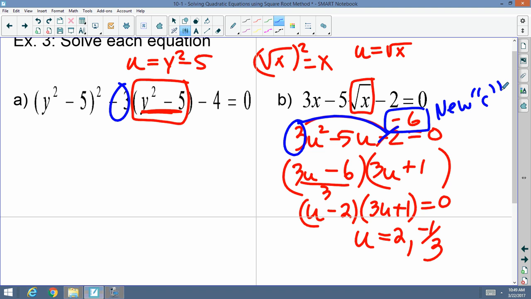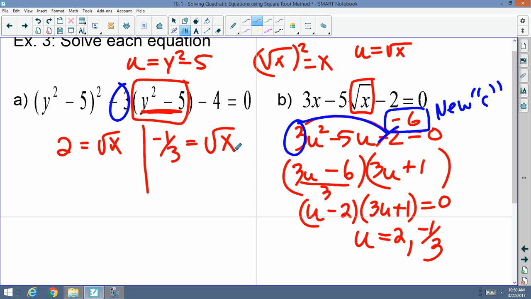Okay. Now, I know that u is 2 and u is negative 1/3. So plug it in. u, which is 2, equals the square root of x, and u, which is negative 1/3, equals the square root of x. How do I get rid of a square root? Okay, so I square both sides, x equals 4.